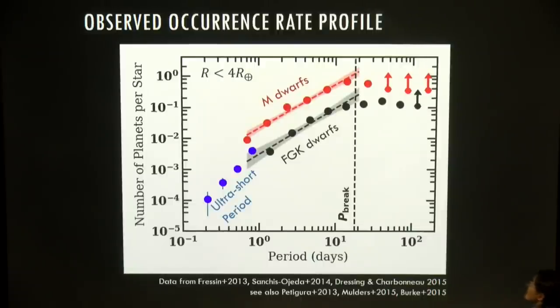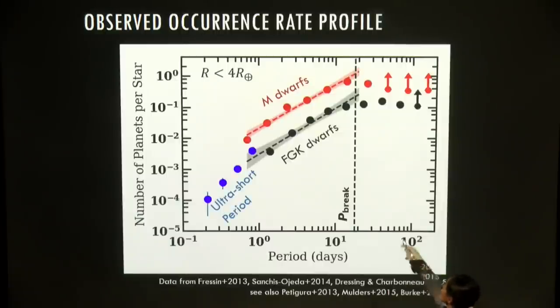So just looking at this, what was really remarkable to me is the consistency of this shape as a function of stellar spectral type. Also, they all have a break at around 10 days and a similar sloped fall off towards shorter orbital periods. So what is causing that? I'll start by giving you the answer.